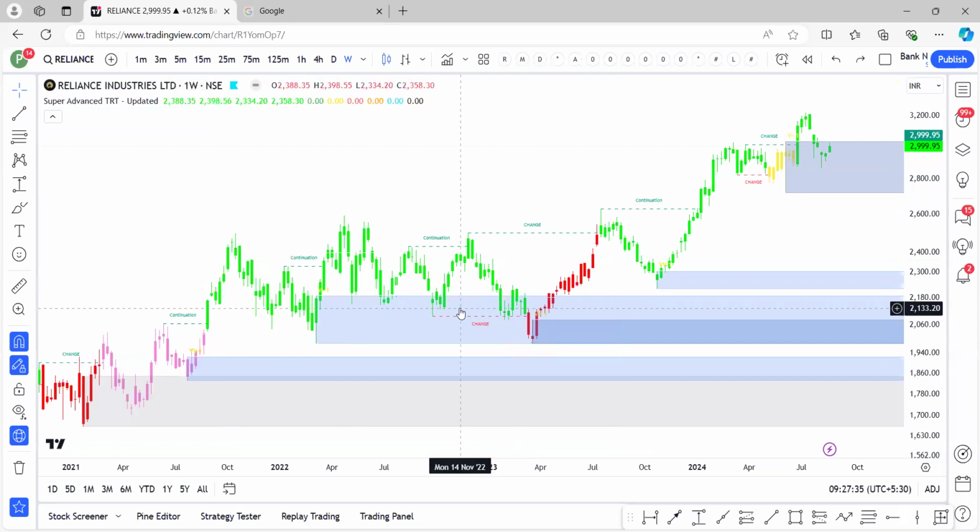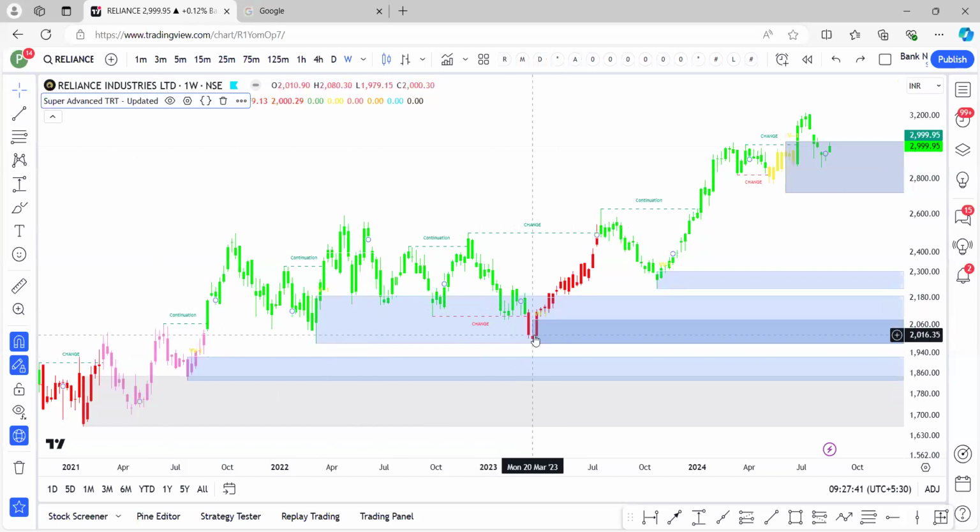I'll explain everything gradually over 2 sessions: how to use this tool, what the different kinds of trades are and how to take those trades. So one setup is to buy when it comes down and exit when it reaches the swing high. That kind of trade we'll discuss.